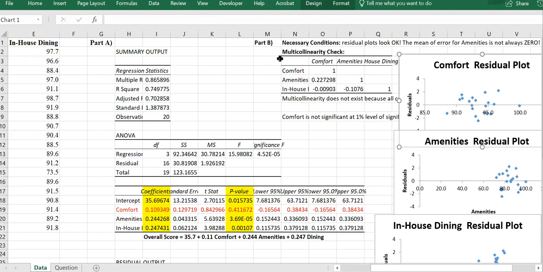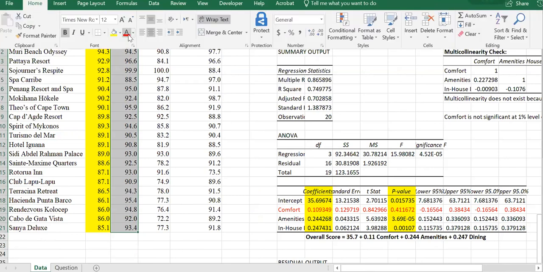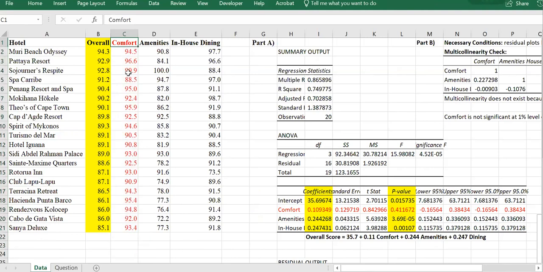So we have part A, and now I'm going to put part C maybe. So we don't need comfort. I just change the font color to red, just so I know that this should not be included in my new model. So now amenities and in-house dining. I'm just gonna put part C right below the data set here.